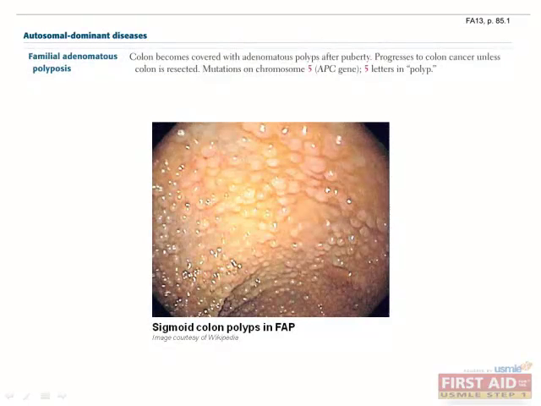Familial adenomatous polyposis is when the colon becomes covered with hundreds or thousands of adenomatous polyps. Do you know what adenomatous means? That refers to a benign epithelial tumor that arises from a gland. This occurs after puberty, which as I mentioned earlier is the case with many autosomal dominant diseases, and they almost always progress to colon cancer by age 40 if they're not resected.